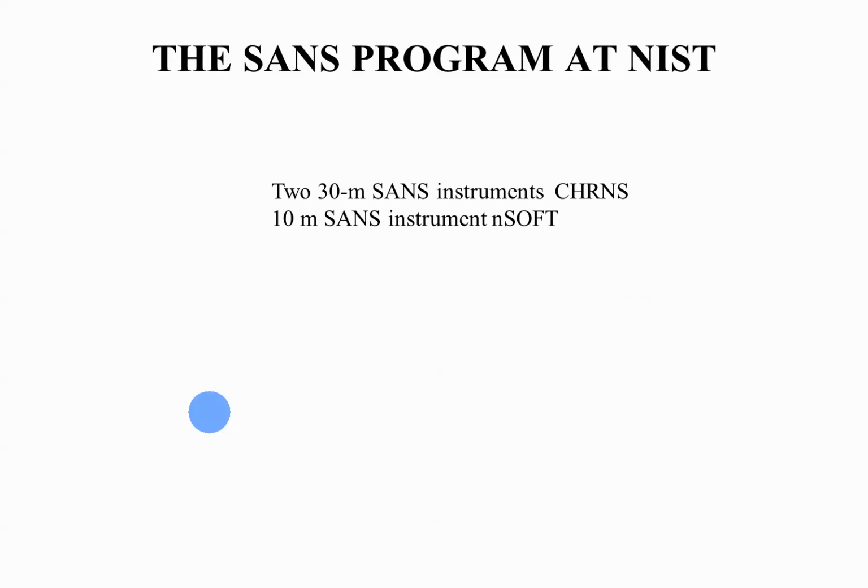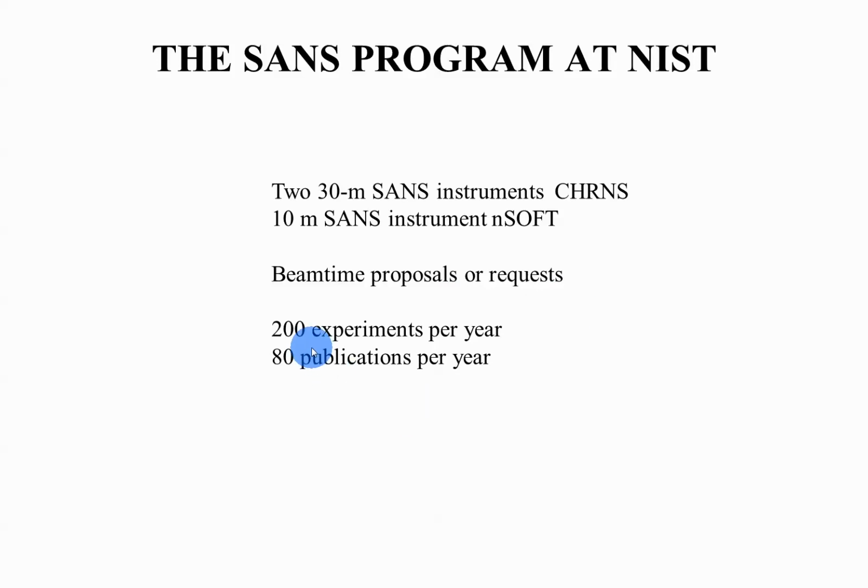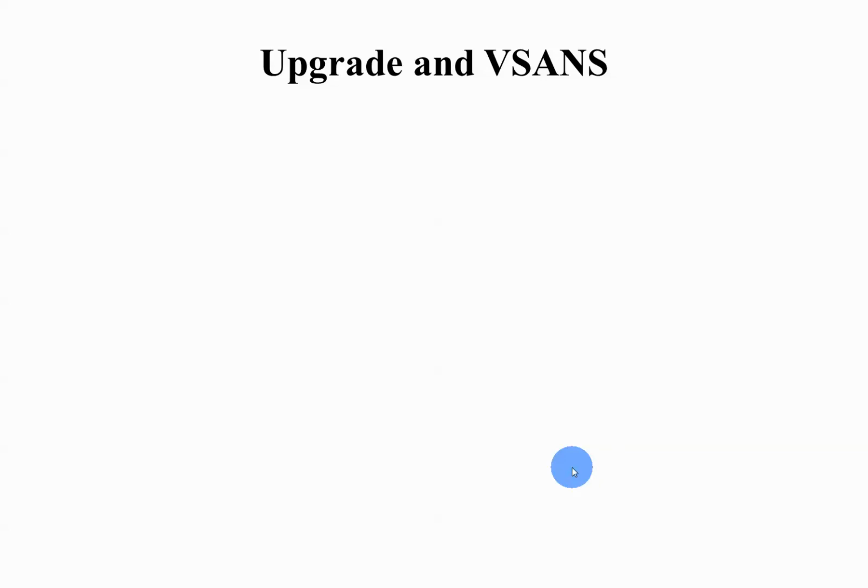Okay, final points. The SANS program at NIST. There are two 30-meter size instruments, the Center for High Resolution Neutron Scattering, and one 10-meter size NSOFT industrial consortium. Get beam time through beam time proposals or requests. The SANS program gets about 200 experiments per year, resulting in some 80 publications per year. There's the website, cnr.nist.gov, programs, SANS.